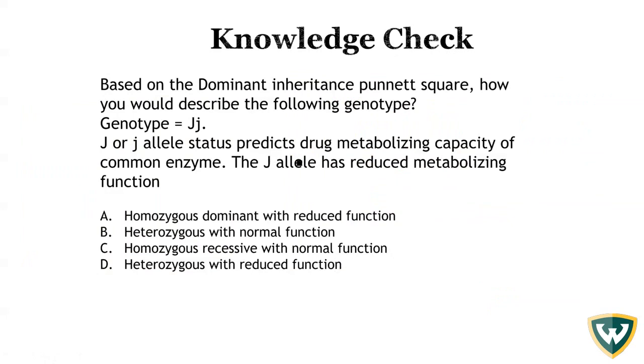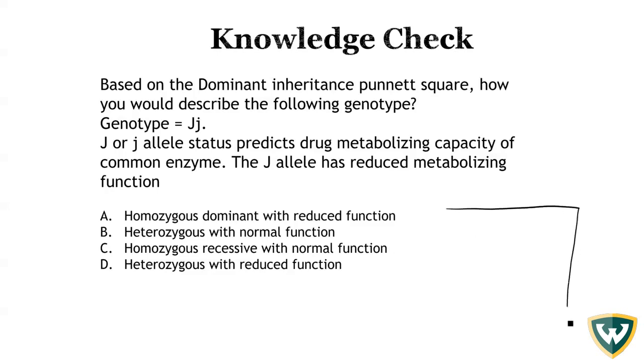So let's do a quick knowledge check. Based on the dominant inheritance Punnett square, how would you describe the following genotype? Big J, little j. So big J or little j allele status predicts the drug metabolizing capacity of a common enzyme. The big J has reduced metabolizing function because it's a dominant scenario that we're talking about. So answer A is homozygous dominant with reduced function. Answer B is heterozygous with normal function. Answer C is homozygous recessive with normal function, and answer D is heterozygous with reduced function.